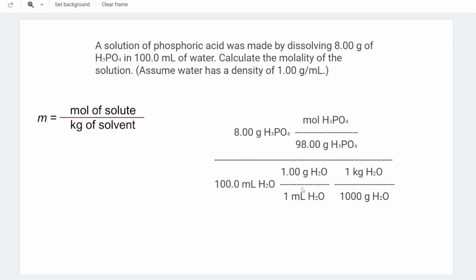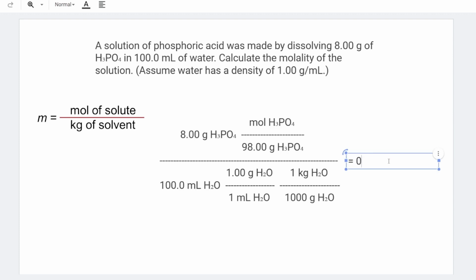Now, this will give us our molality. And so we can simply plug this into our calculator. And you get about 0.816 molality solution.